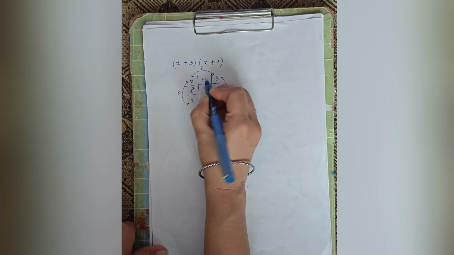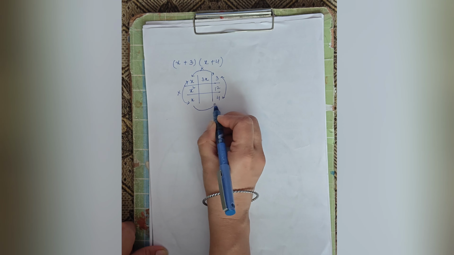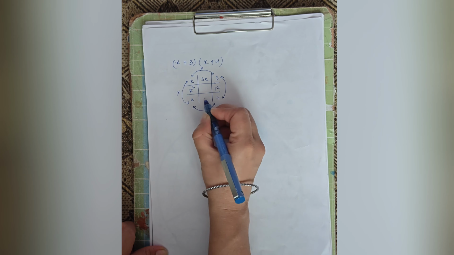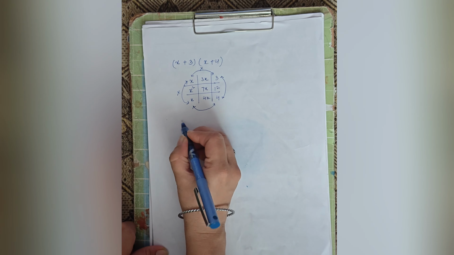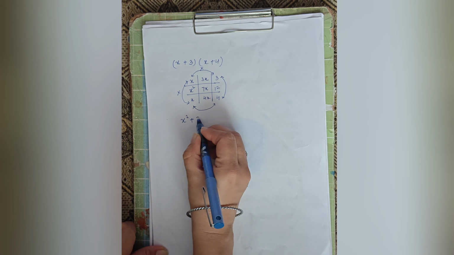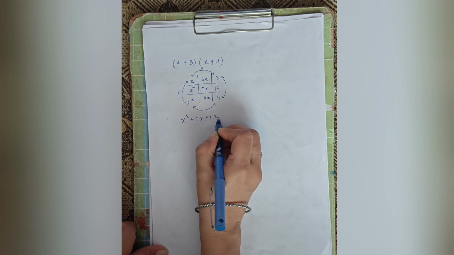x multiplied by 3 gives 3x. In the same way, for the lower multiplication, we will get 4x. Now adding these two, 3x plus 4x, we will get 7x. So we will get the expression x square plus 7x plus 12.